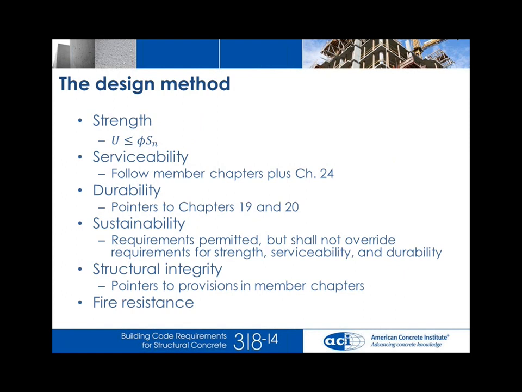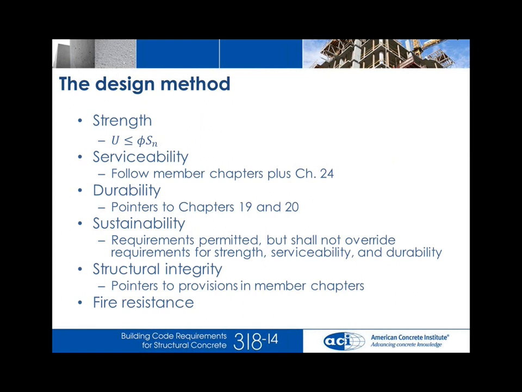In a limit state design, there's also the requirement to check serviceability. The statement in this chapter is quite simple. Go to the various member chapters to find member-specific requirements for serviceability. For example, for beams, go to the beams chapter where you'll find requirements on distribution of reinforcement and the like. But then also go to chapter 24, which contains other requirements for serviceability, such as deflection limits. Durability requirements, there are pointers to chapters 19 and 20.